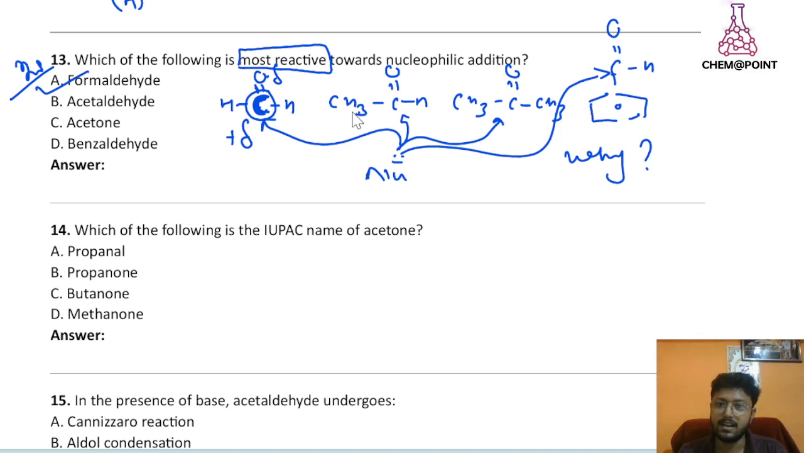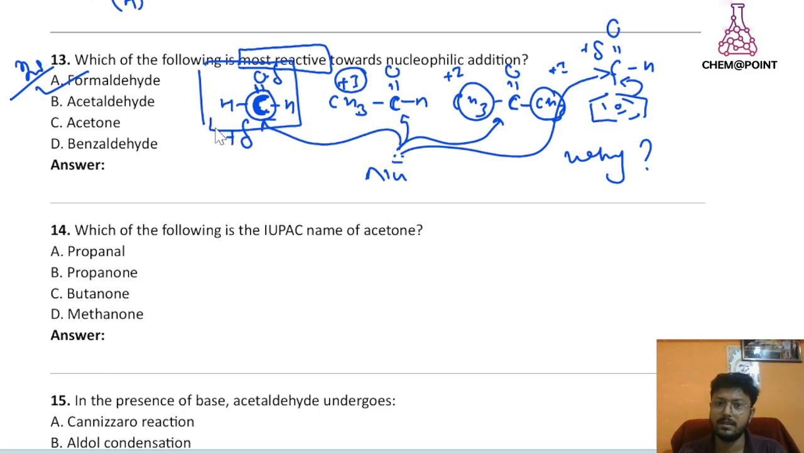What happens in acetaldehyde? In acetaldehyde, the methyl group shows the plus I effect, so that deficiency decreases. In acetone, what will happen? Two methyl groups show plus I, plus I, so that positive charge also decreases. In benzaldehyde, resonance takes place, so that delta positive charge decreases. Got my point?